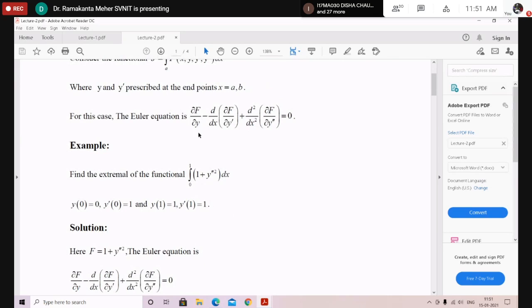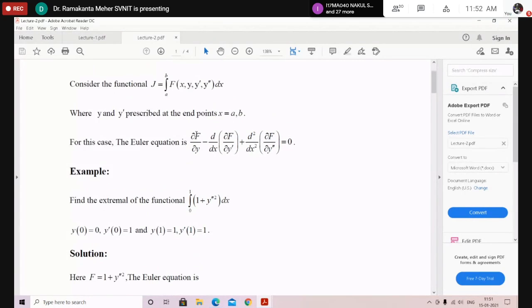Otherwise, you can think here, since this is the Euler equation, the third term d2 by dx square of del f by del y double dash will give you a function that contains a second order derivative, that is y double dash here. If we write d2 by dx square of y double dash, it becomes fourth order. So we need 4 conditions for finding the solution of this differential equation.